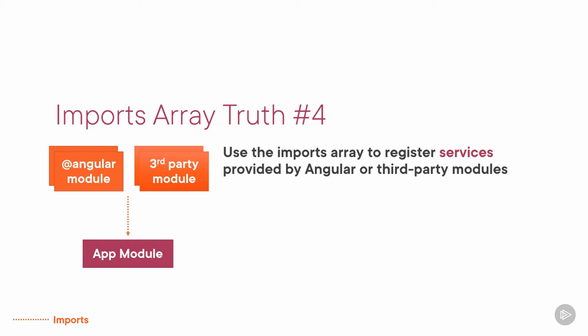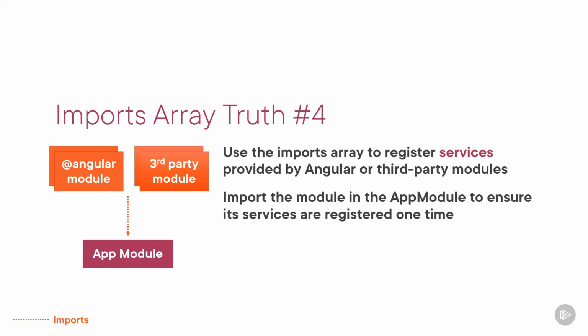Use the imports array to register services provided by Angular system modules, such as HTTP client module and routing module, or to register services from third-party modules. Normally, we add a module that registers a service to the imports array of the AppModule. This ensures that services are registered one time when the application is initialized.